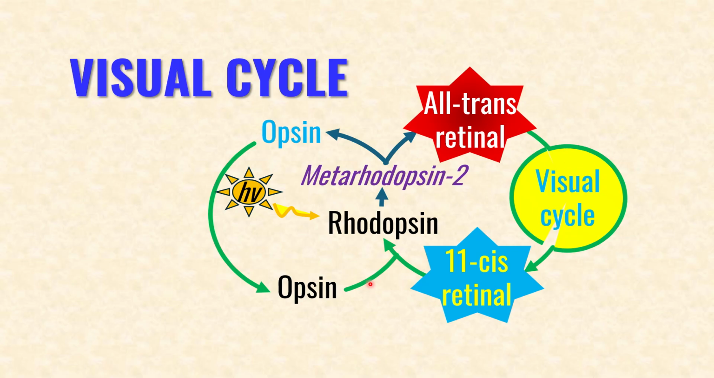11-cis retinal then combines with opsin, forming rhodopsin to reset the reaction. I will identify the enzymes carrying out these reactions, their cofactors and locations in the next slide. Just a brief introduction to the visual cycle. There are a total of 4 reactions and there are 2 locations where they occur. Reaction number 1 occurs in photoreceptor cells such as rod and cone cells, and the remaining reactions occur in retinal pigment epithelium. So when light falls on rhodopsin, 11-cis retinal is converted into all-trans retinal.